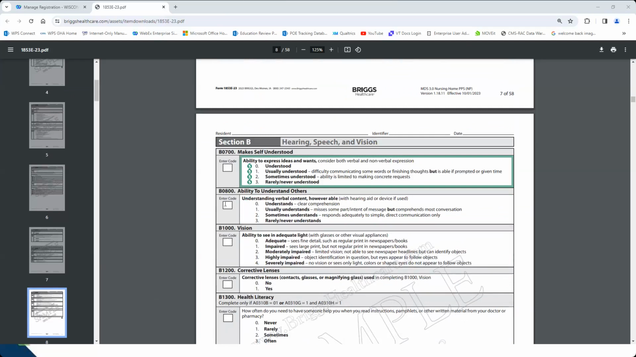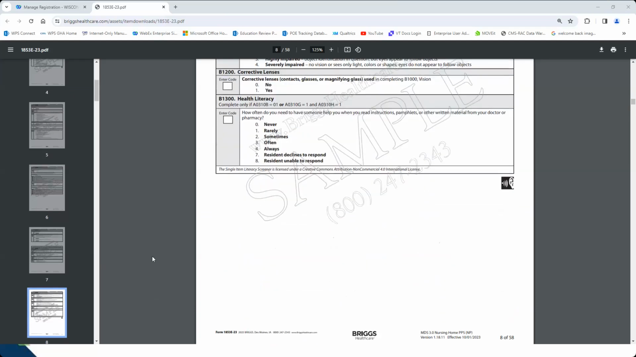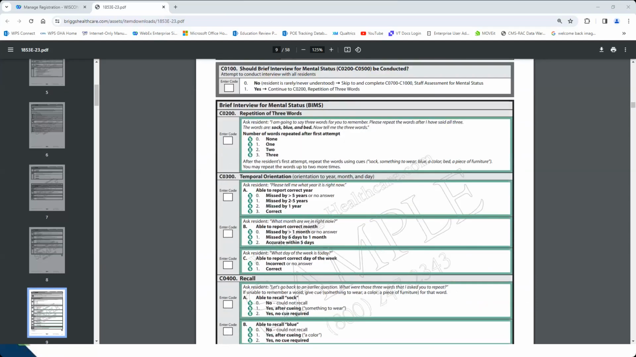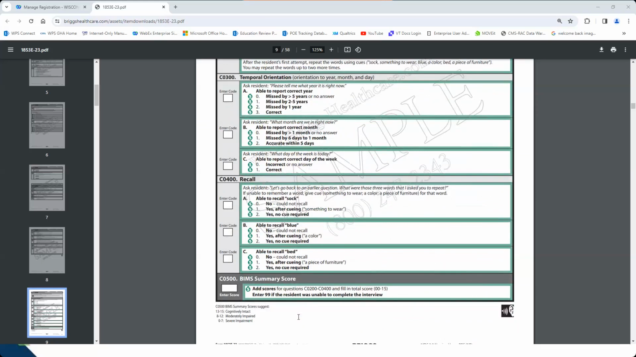All right, and again, down here, you will see those money bags that cover that. We move into section C, cognitive patterns, and this is where you complete your BIMS assessment. We're going to look at this for accuracy that's reflected in your documentation. You can complete the BIMS here and report the scoring here, and that's fine.